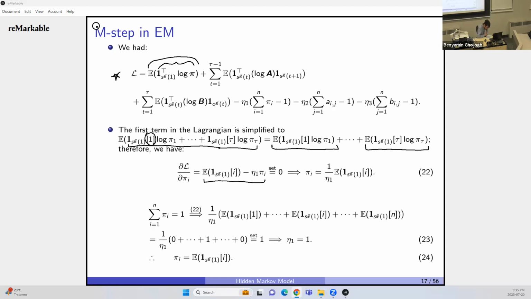So what is this? Let me think. Consider the ith element of this. It will be the derivative of this with respect to π_i. So I have the logarithm of π_i, whose derivative will be 1 over π_i. Am I right?